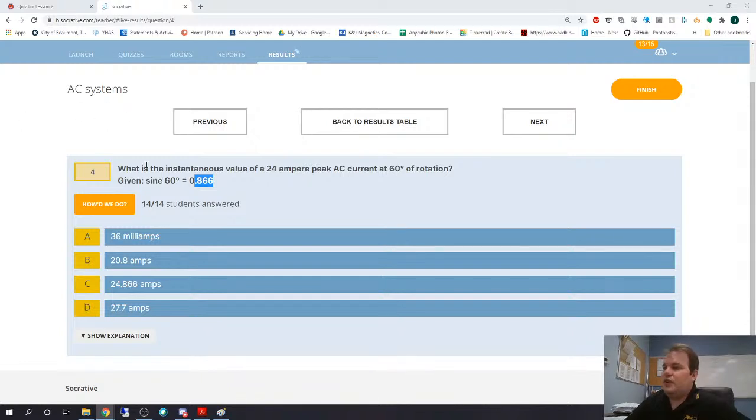What is the instantaneous value? So if it's a 24 amp peak, you're just going to take the peak times the sine of the current degree. So it'll be 24 times 0.866, and that gives you 20.8.